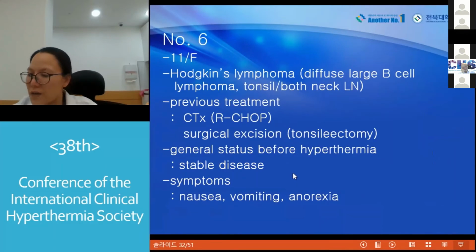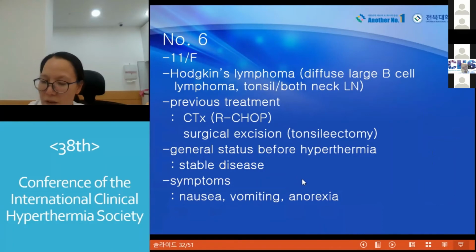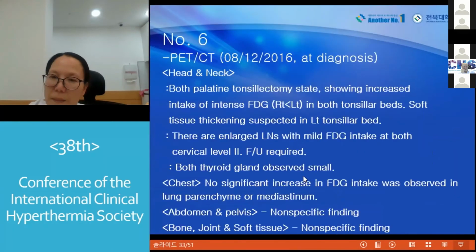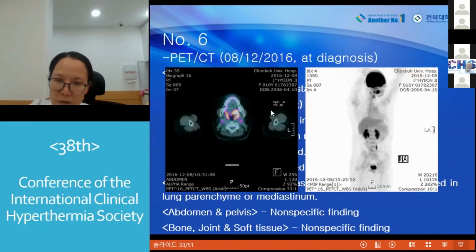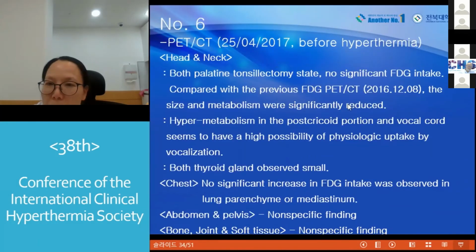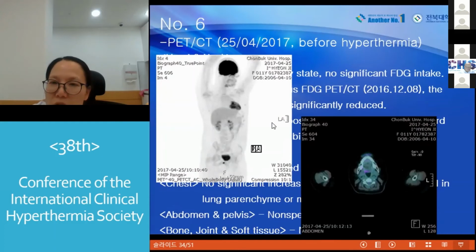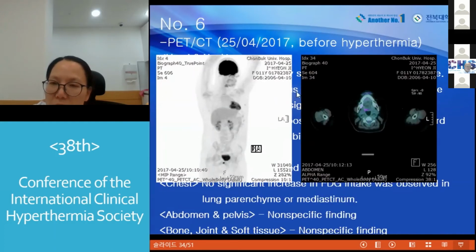Then the second case was an 11-year-old girl with Hodgkin lymphoma at tonsil and both neck who received several chemotherapy and surgery. At first diagnosis, multiple enlarged lymph nodes were observed. This image was before hyperthermia. Many region sizes decreased.